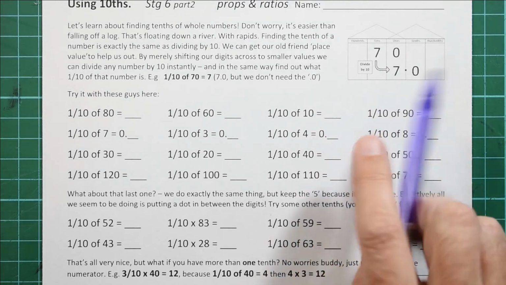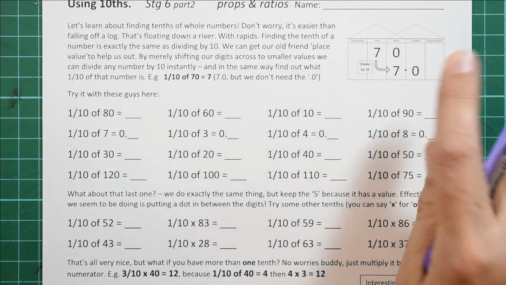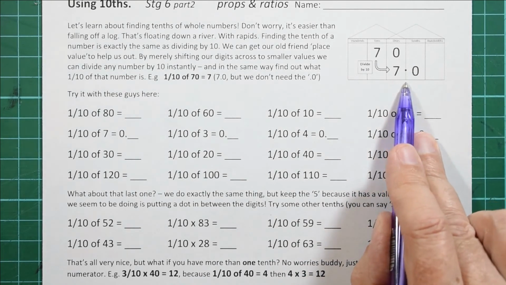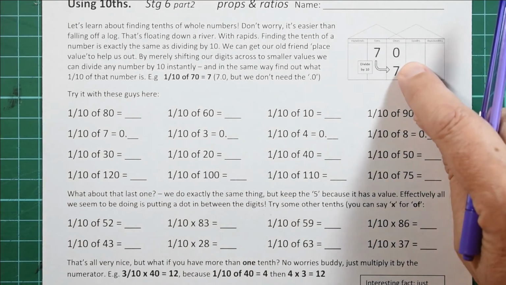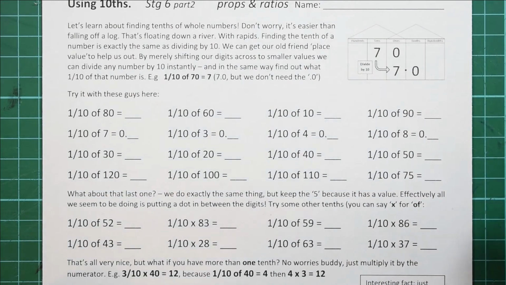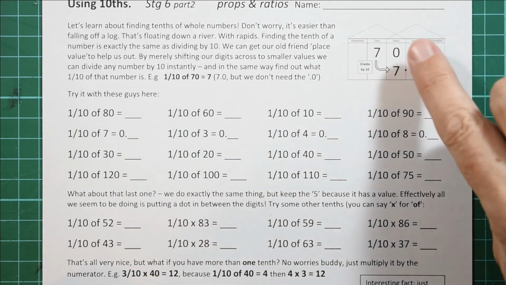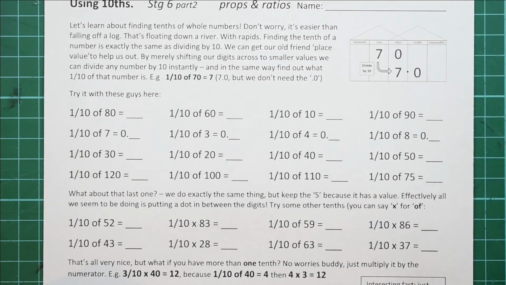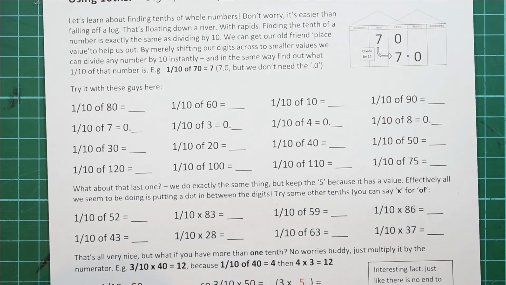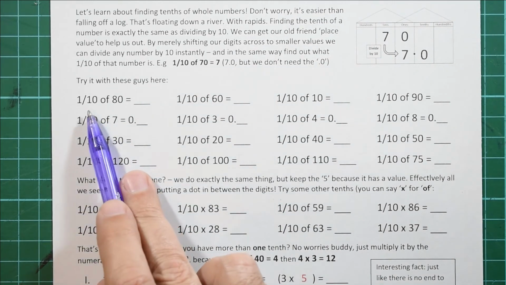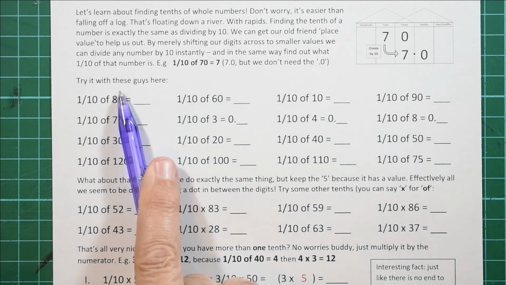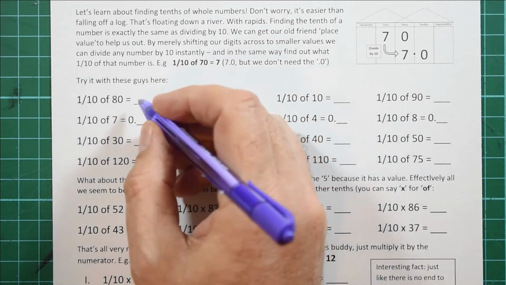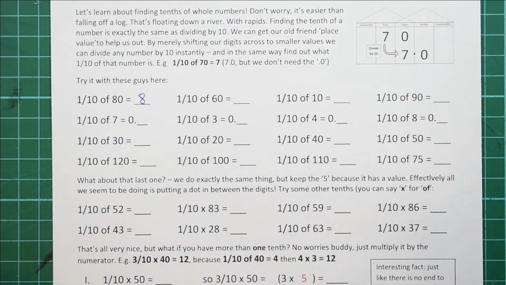It's as if I've moved this whole 70 across the place values over this decimal here, and I'm left with 7.0. Now, here's the cool trick with this, I don't need my 0.7, I can just say it's 7. And in fact, if I'm dividing by 10 or saying 1/10 of, all I have to do is cover the 0 and I've got my answer right there. It is very, very easy. So for example, if I had 1/10 of 80, I can just hide the 0 there, and it gives me a clue straight away. 1/10 of 80 must be 8. Very, very easy.